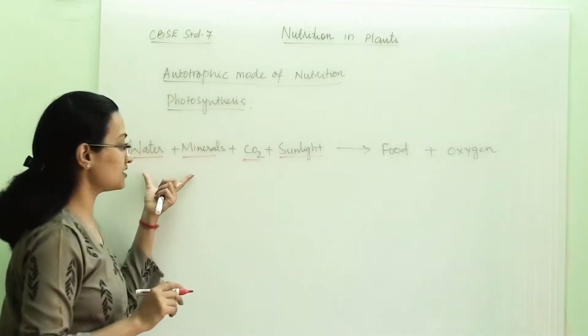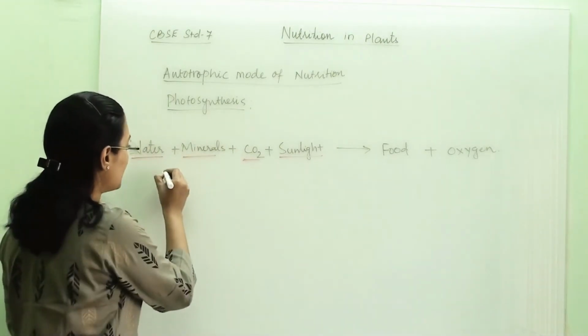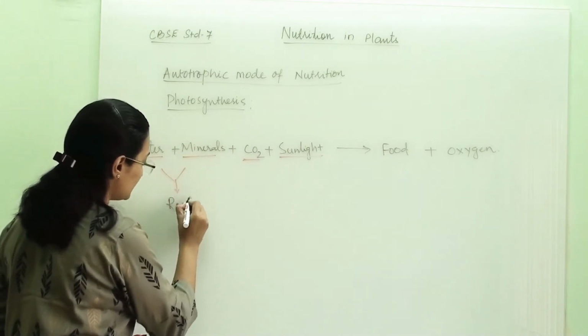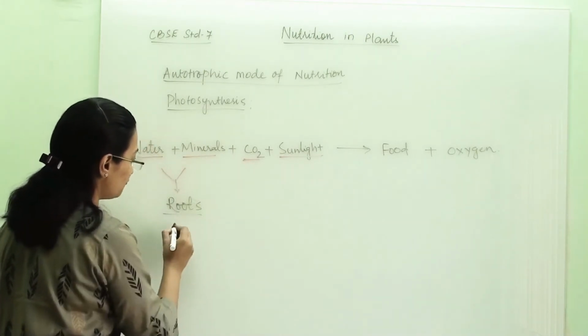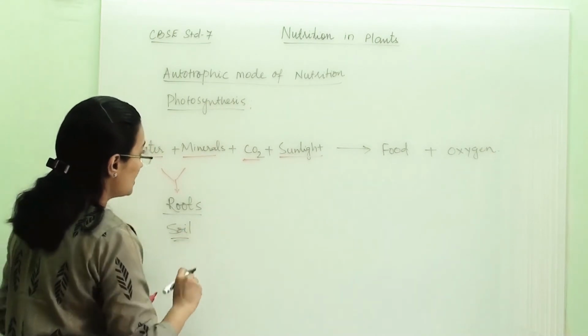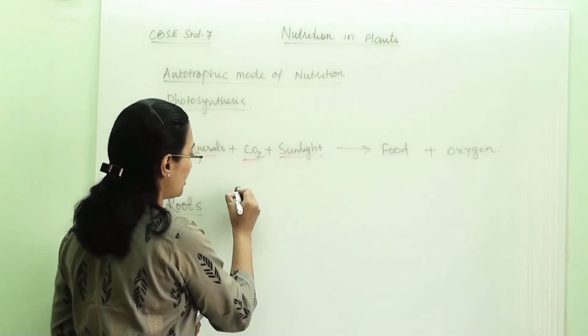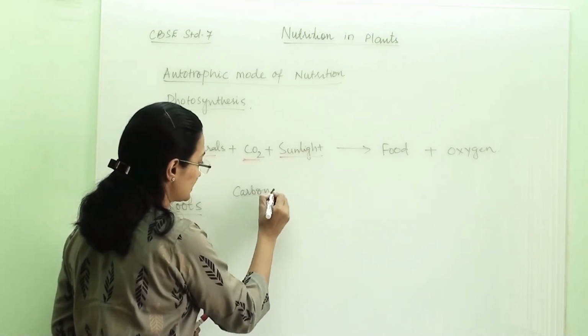First of all, water and minerals. Water and minerals, they are taking via roots. So via roots, they are taking water and minerals from the soil. Then carbon dioxide. CO2 is the molecular formula of a gaseous substance, that is carbon dioxide.